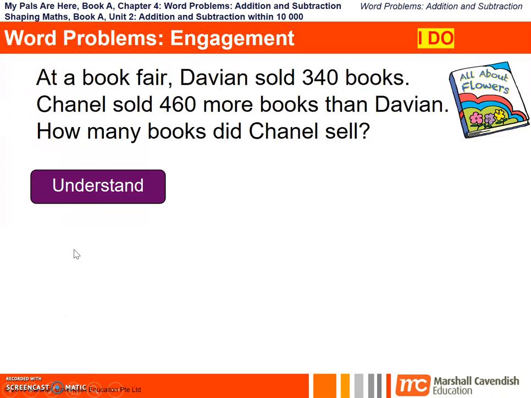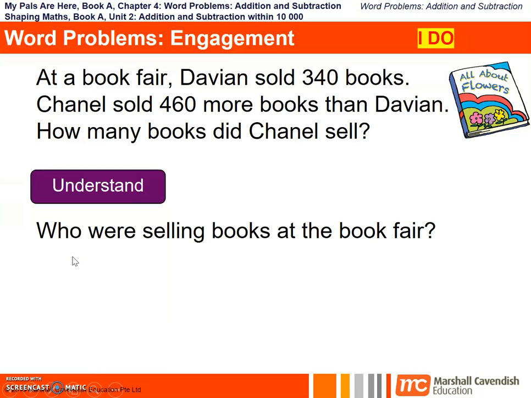Let's start with understand. Who were the ones selling at the book fair? Did you say Davian and Chanel? Well done. You are correct. Let's move on to the next one. Who sold fewer books? Is it Davian or Chanel? Did you say Davian? Well done. That is correct. Let's move on.